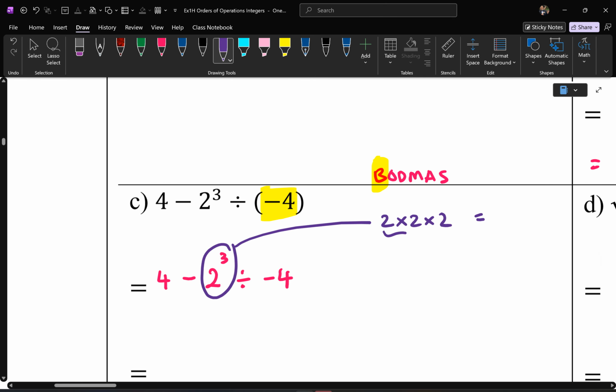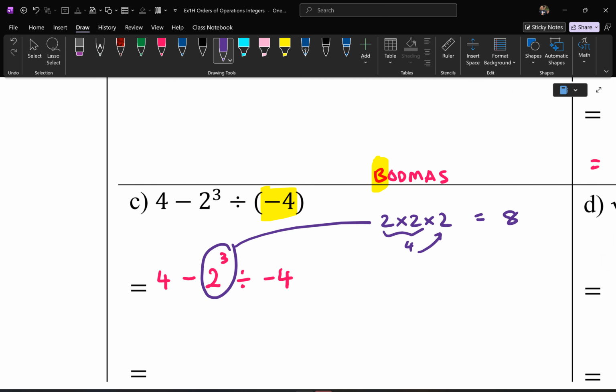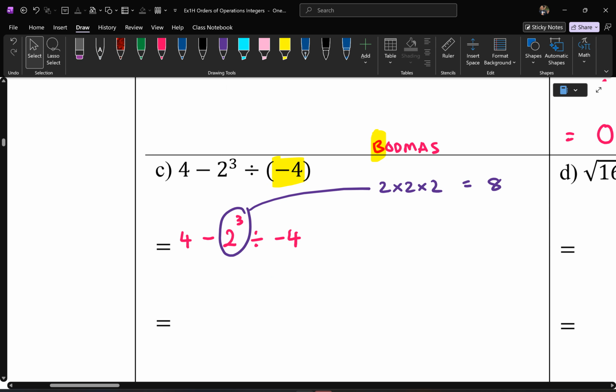If you work it out, 2 times 2 is 4, and then 4 times 2 is 8. So 2 cubed, or 2 to the power 3, is actually 8, not 6. Common mistake. It shows that they haven't truly understood what powers mean. So if you're one of those students, make sure to write a note for yourself so that you remember that 2 cubed means 2 times 2 times 2. Okay?